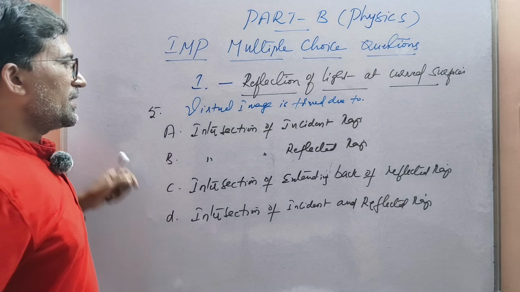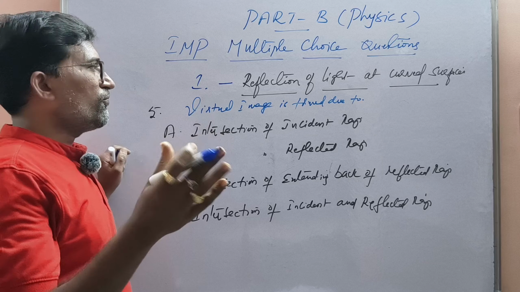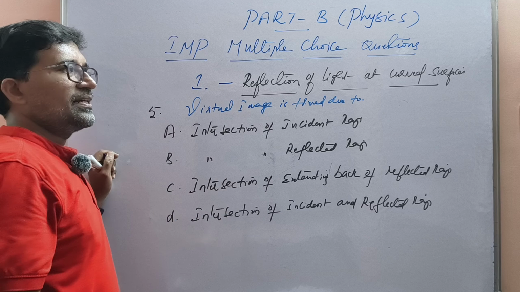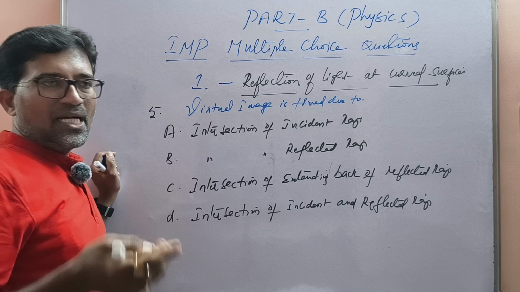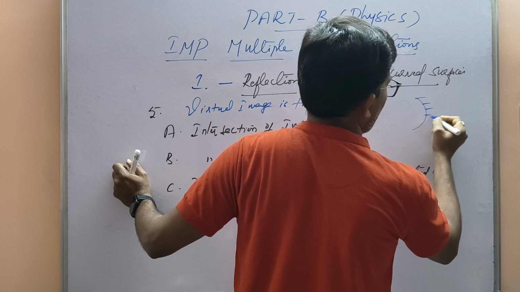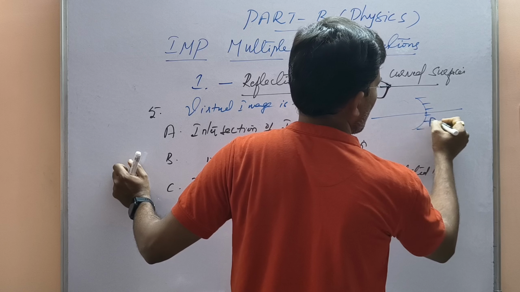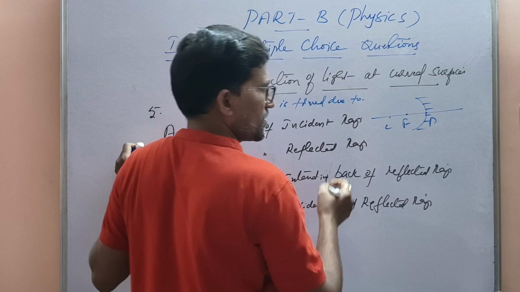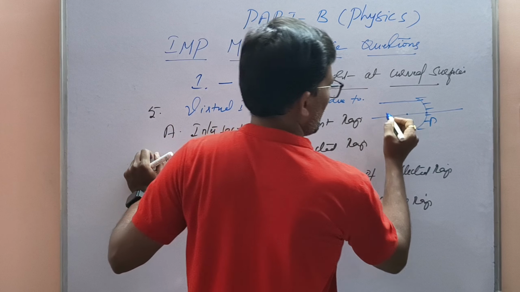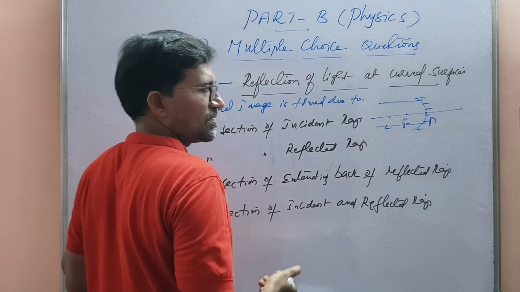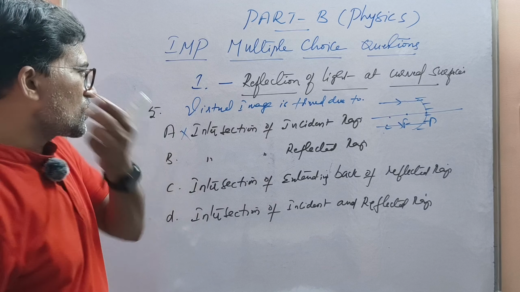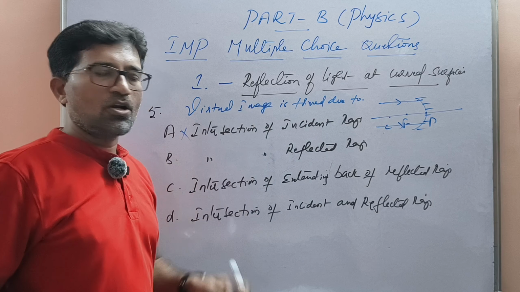Intersection of incident rays never forms a virtual image. Incident rays never intersect. For example, if I explain with a concave mirror, this is the pole, this is the focus, this is the center of curvature. The incident rays never intersect each other. This is one incident ray, this is another incident ray, and they never intersect. So the first option is wrong.